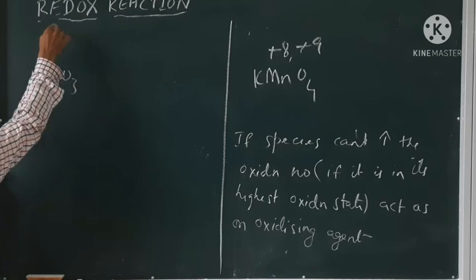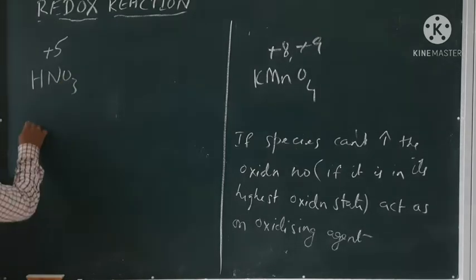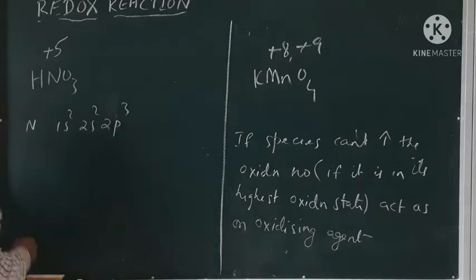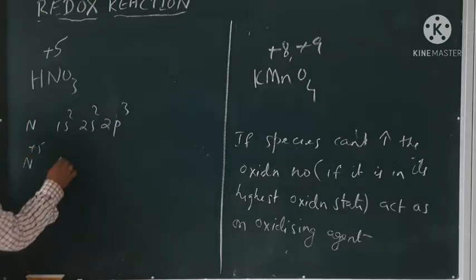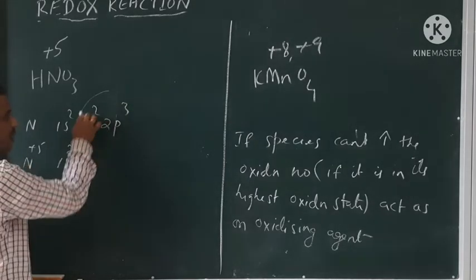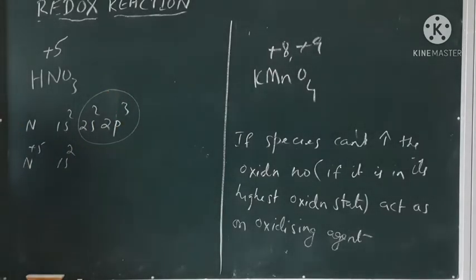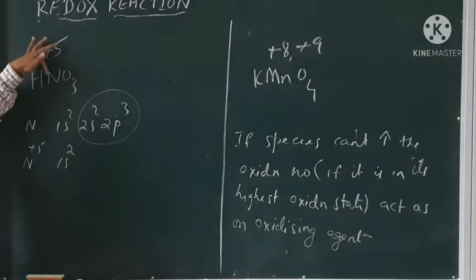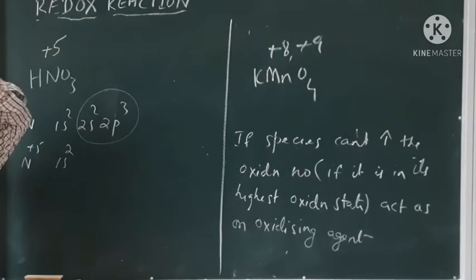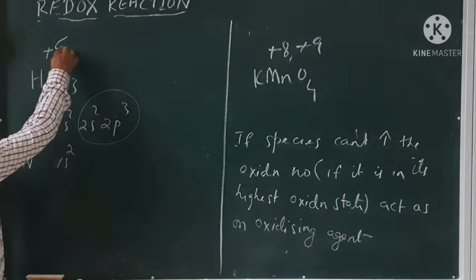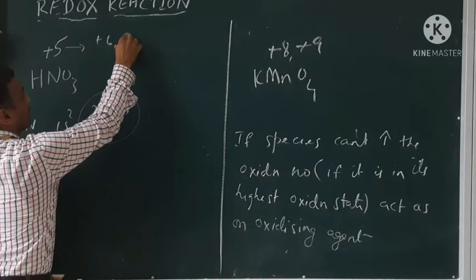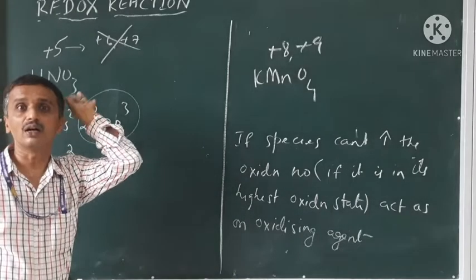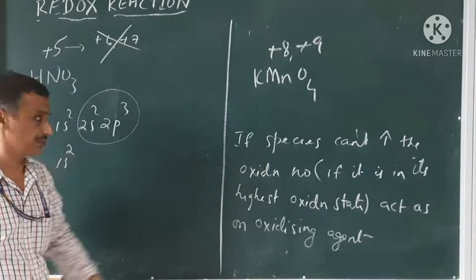Nitrogen is in the +5 state. Nitrogen is 1s2, 2s2, 2p3. The N +5 state is 1s2 because 5 electrons are lost. No further loss of electrons is possible. This means in HNO3, nitrogen is in its highest oxidation state. This +5 cannot go into +6, +7, etc. Therefore, HNO3 acts as only an oxidizing agent, not a reducing agent.